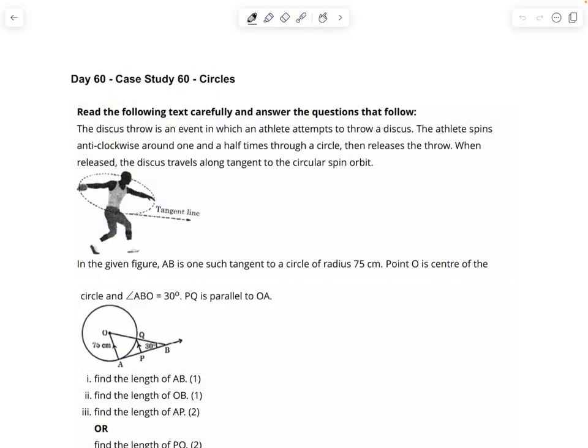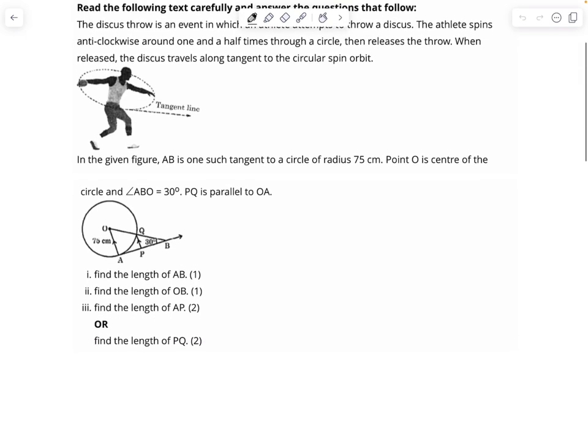The question goes like this. Read the following text carefully and answer the questions that follow. The discus throw is an event in which an athlete attempts to throw a discus. The athlete spins anticlockwise around 1.5 times through a circle, then releases the throw. When released, the discus travels along the tangent to the circular spin orbit. In the given figure, AB is one such tangent to a circle of radius 75 cm.